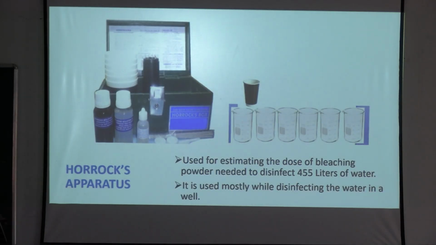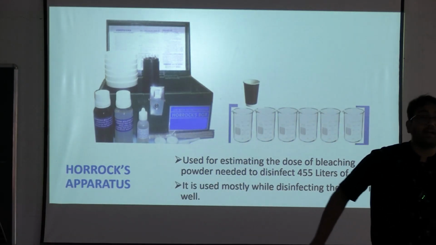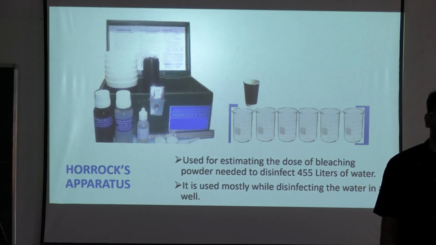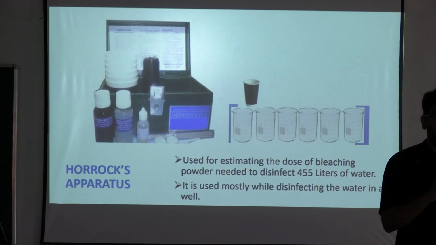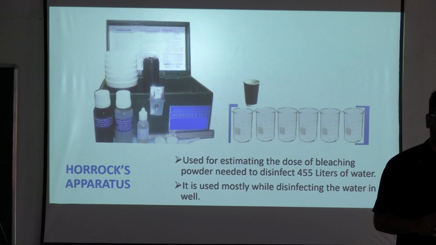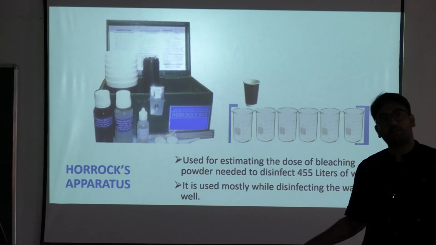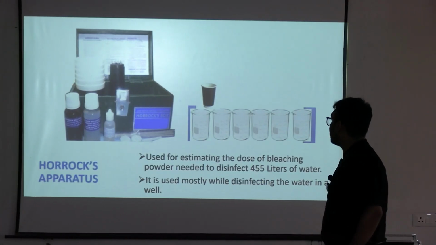Now coming to our Horrock's apparatus. This Horrock's apparatus is used for estimating the amount of bleaching powder that is needed to disinfect 455 liters of water. Why 455? That is what is equal to 1 gallon. In that other system, not the metric system, we used to use gallons of water. So 1 gallon is 455 liters. That is why Horrock's apparatus tells you how much bleaching powder is required to disinfect 1 gallon of water.